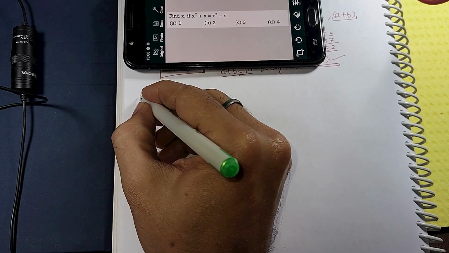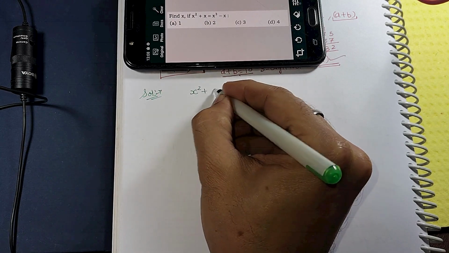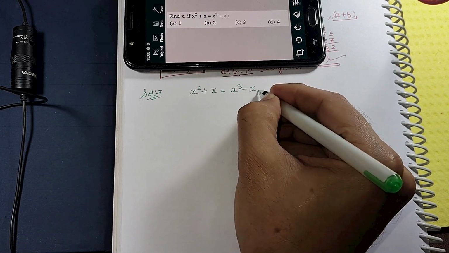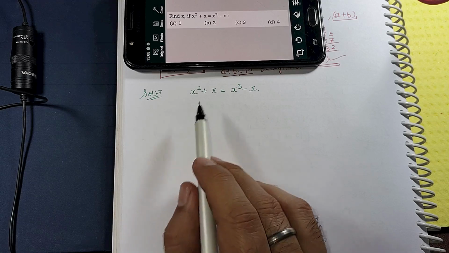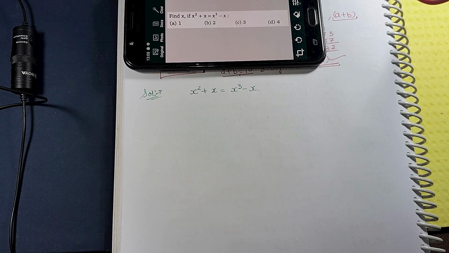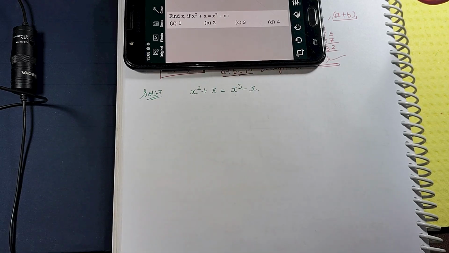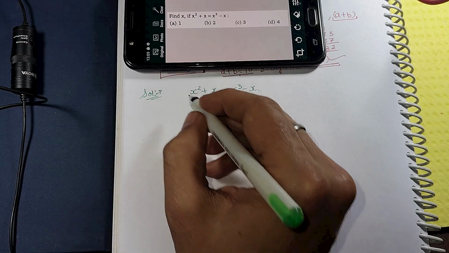Find x if x square plus x is equal to x cube minus x, right? So you need to find the value of x. Given is x square plus x is equal to x cube minus x. Now there can be two ways to solve this. Either you put value 1, 2, 3, 4 in this and try to find out in what options LHS is equal to RHS, or we'll solve it the traditional way.